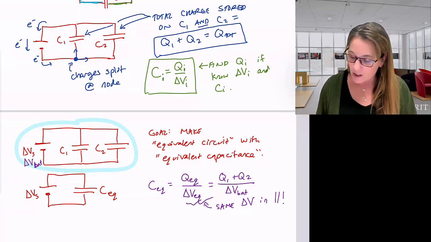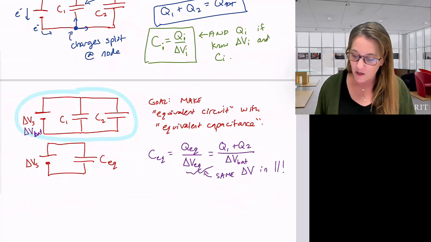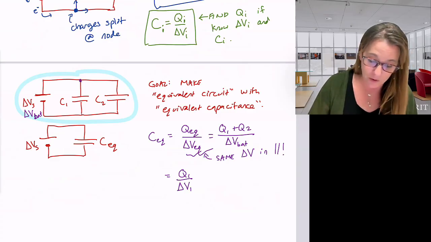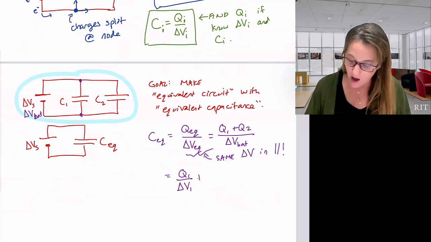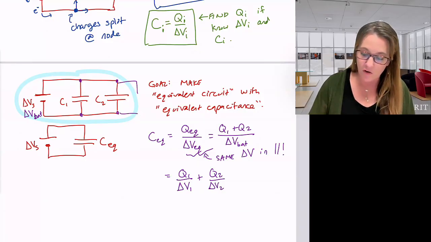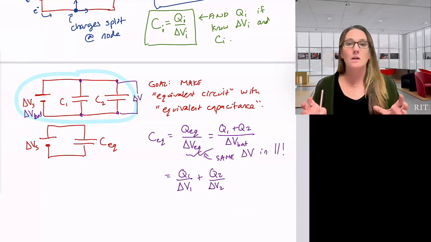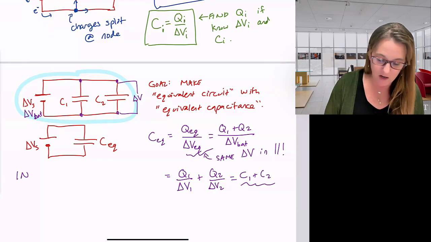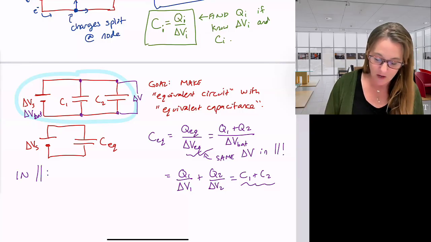And so then we can see that that's essentially going to be equal to Q1 over delta V of the battery, which is also equal to delta V1, plus Q2 over delta V2, since again they have the same delta V across both of them. So they both have that same delta V. And so then that's actually just equal to C1 plus C2. So we have this really nice result that in parallel, capacitances add.